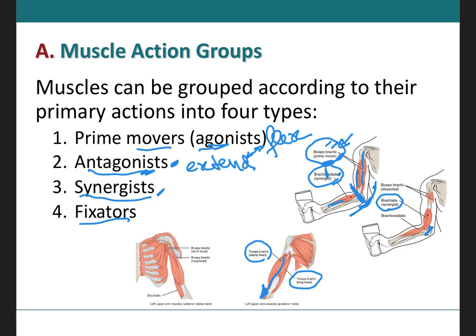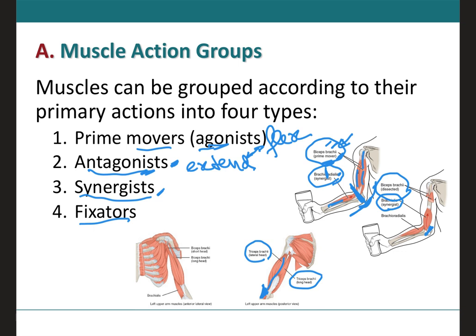So these are smaller muscles that will assist the biceps brachii. Now the fixators, they're going to occur when you have an agonist and an antagonist muscle that's contracting at the same time to stabilize a joint.